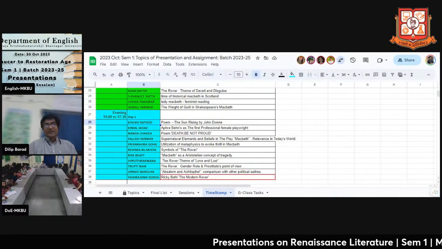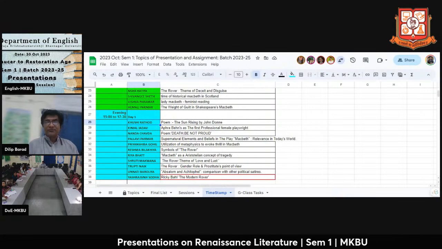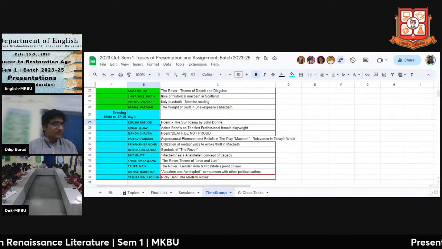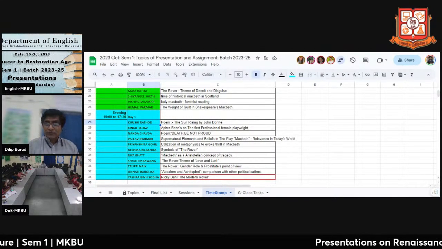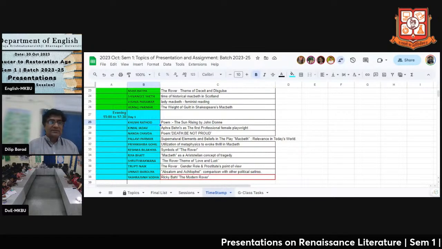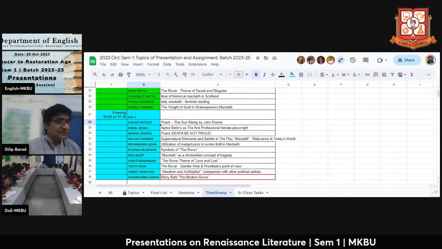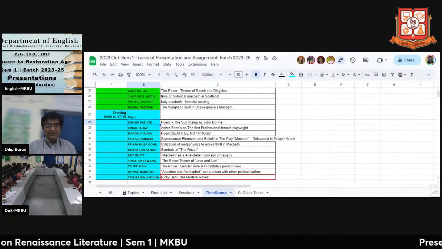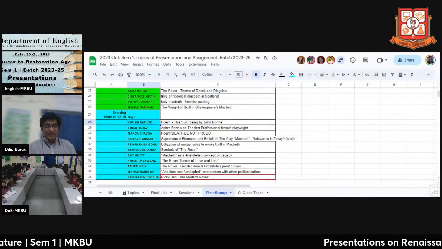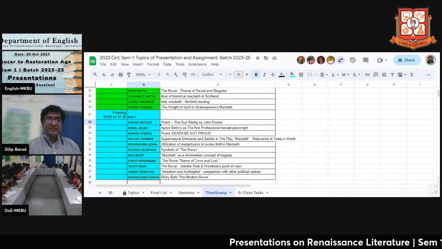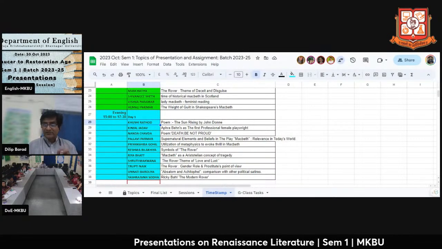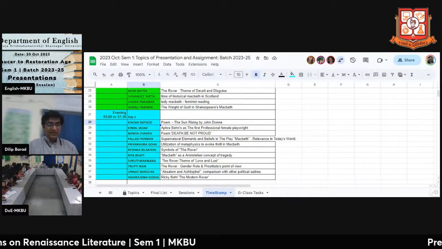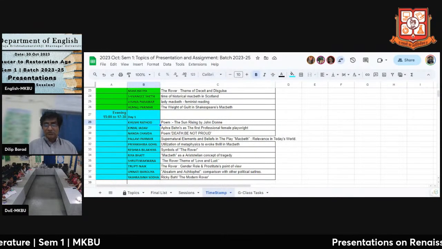You can just say a critical study of The Sun Rising by John Donne. Or even better, you can say a critical study of John Donne's 'The Sun Rising'. The Sun Rising should be written in single inverted commas. We are seeing here that 'Death Be Not Proud' is written in a similar manner, with single inverted commas. Double inverted commas can also be used. The Rover is written in double inverted commas. That can also be used.